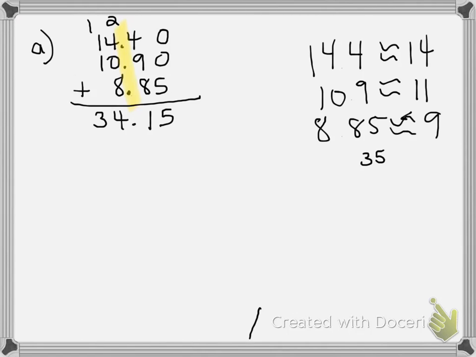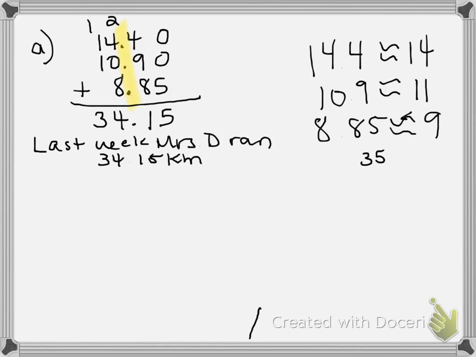Now if we want to answer the question in words and with units: how far did she run in 3 days last week? I would write, last week, Mrs. D ran 34 and 15 hundredths kilometers.